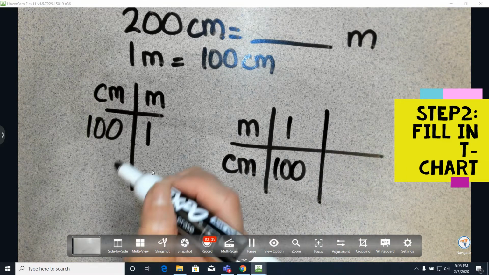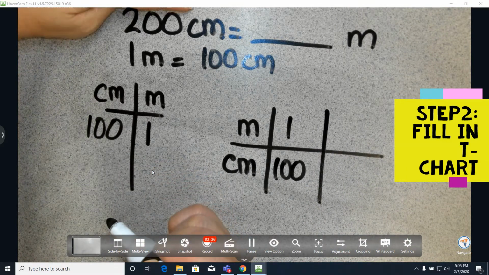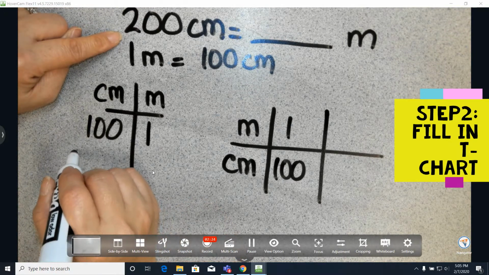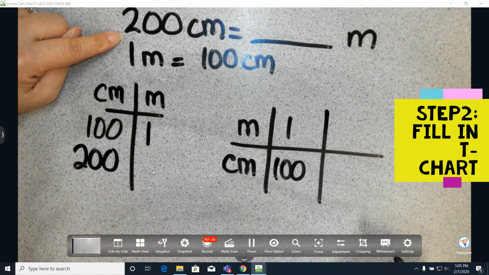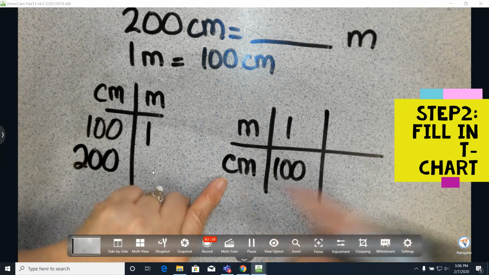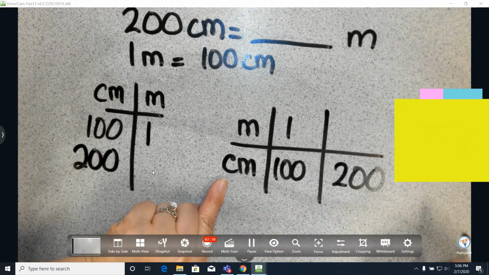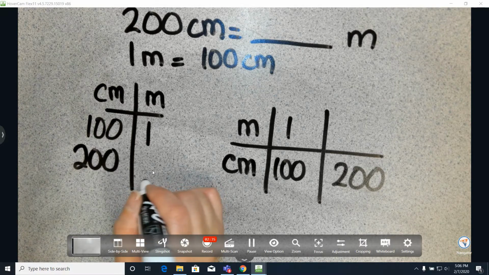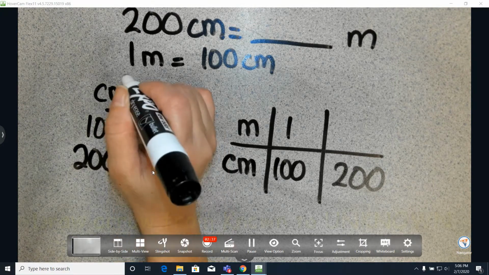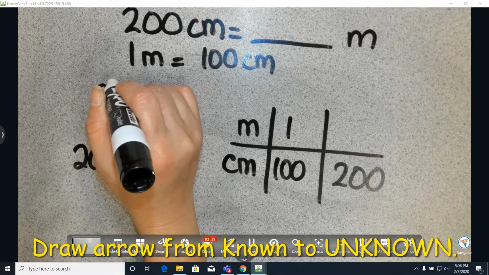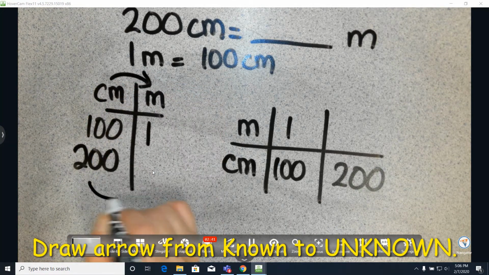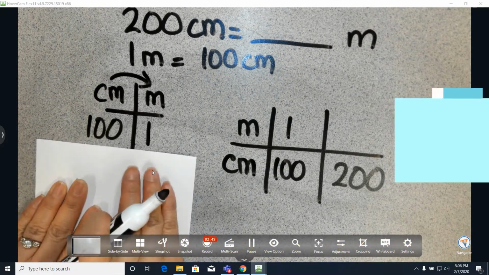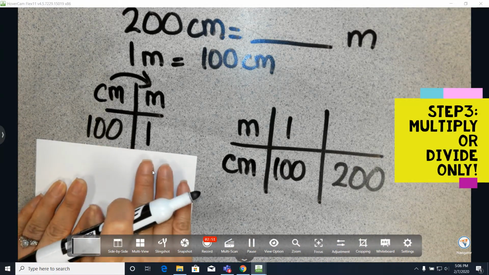Okay? Now what I do is I fill in what is given. What do I have or what do I know? I know I have 200 centimeters. I'm ready to convert. Because I'm missing this information right here, it is probably easier for me to go from here to here or this way. And this is what I mean when I draw that arrow. We're looking for this relationship from 100 to 1.